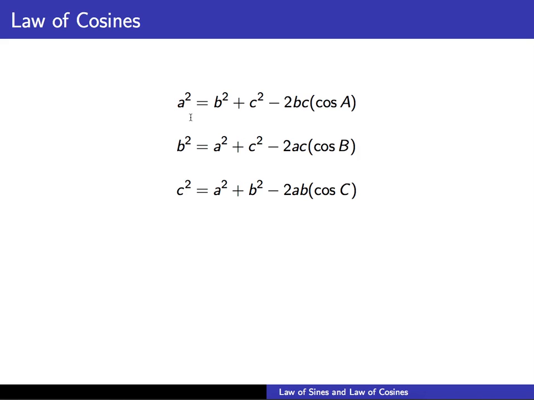But in general, it's any side squared equals the other two sides squared added together minus 2 times the product of those two sides times the cosine of the angle across from the side you're looking for. So with b squared, it's b squared equals a squared plus c squared, the other two sides squared and added together, minus 2 times the product of those two sides, so 2 times a times c, times the cosine of the angle opposite side b, which is angle b. So b squared is a squared plus c squared minus 2ac times the cosine of b. And c squared is a squared plus b squared minus 2ab times the cosine of c. So it's really just Pythagorean theorem with a little bit extra.